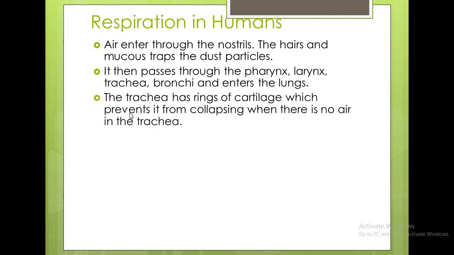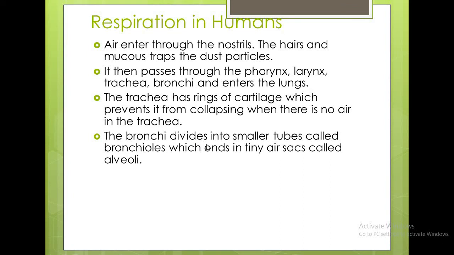And then what happens when the trachea has a ring of cartilage? Why do they have a ring of cartilage? It prevents the trachea from collapsing when there is no air in it. So that is why we have a ring of cartilage. And then the bronchi divide into smaller tubes called bronchioles, which end in tiny air sacs called alveoli.